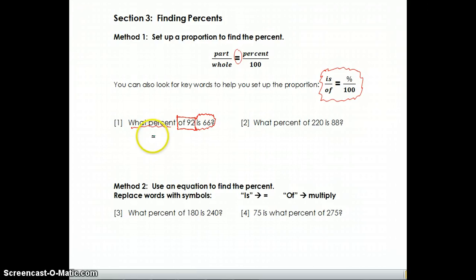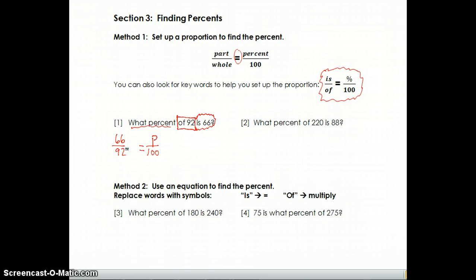So what we're going to do is put P over 100. It's always that percent over 100. We don't know what it is, so we're just going to call it P. Now we said it's is over of, so is 66. The is 66 goes on top. Of 92 goes on bottom.